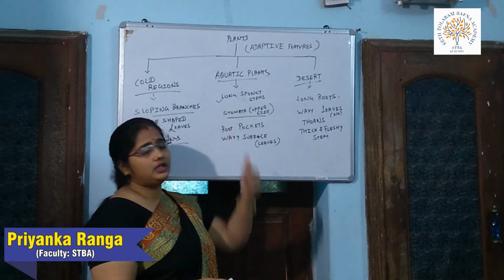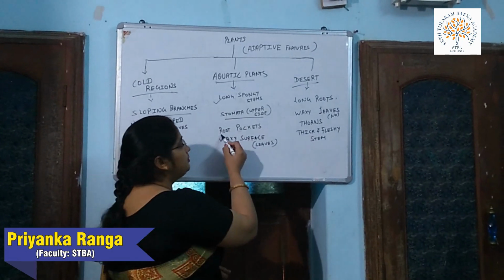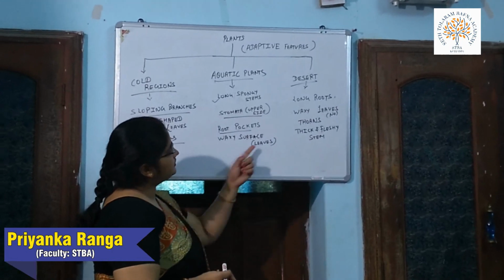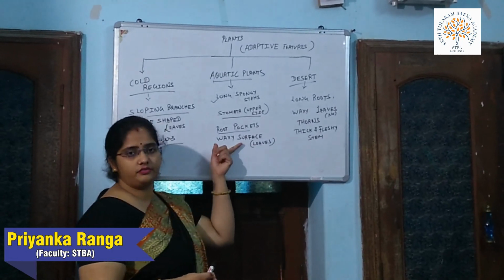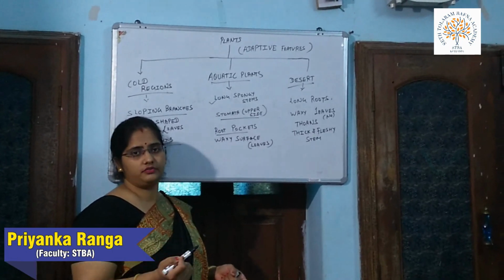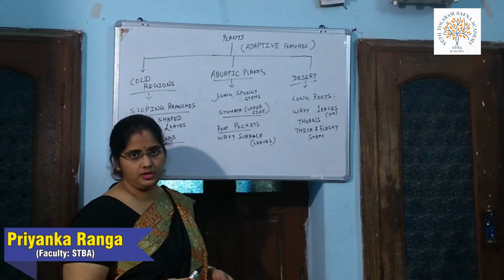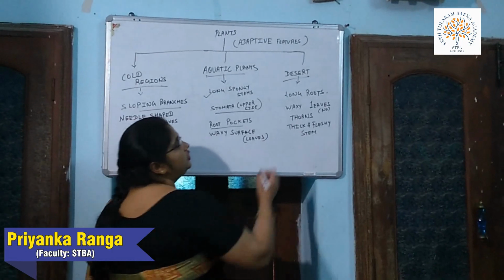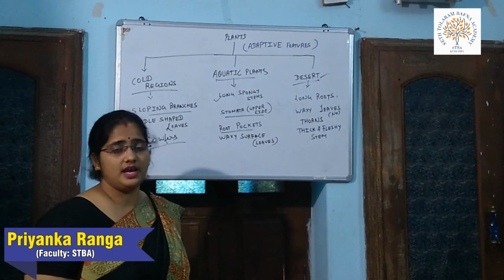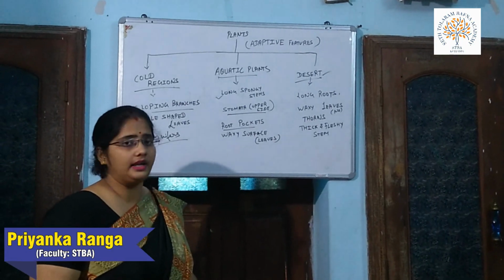Next, the aquatic plants have root pockets to protect their roots. And their leaves have a waxy surface so that the water can float away on the surface of the leaves or just run off. Next we will move to the desert plants. How do the desert plants adapt themselves, as they have to live in a very dry climate?